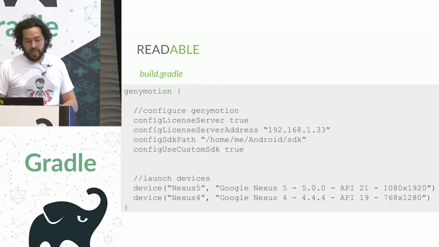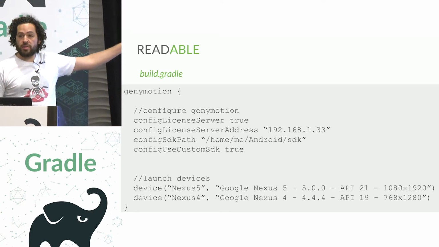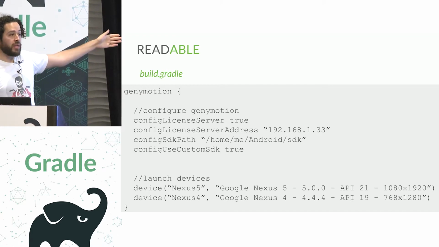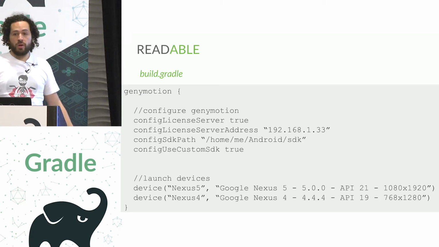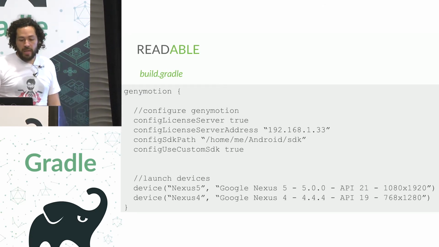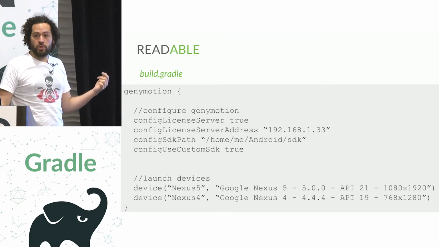First, people can configure Genymotion. If they have a server license, they can just put the information directly in the build.gradle. They can change the SDK path if they must use a custom ADB from Android Studio, for example, instead of the standard ADB. And so this is the first part. They can configure it like the settings button in the Genymotion application.